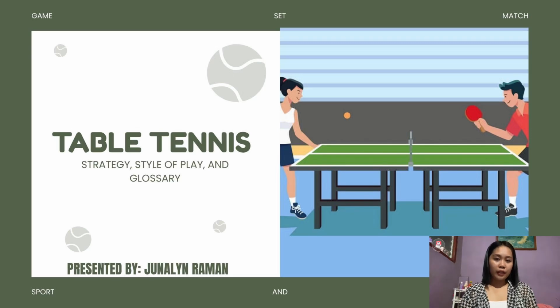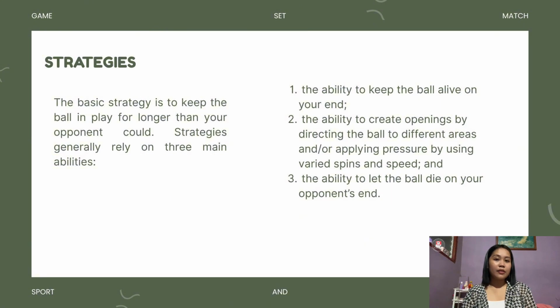So good day everyone. Today I will be discussing the strategies, styles of play, and important terms used in table tennis. So in table tennis, the basic strategy is to keep the ball in play longer than your opponent. So players need to return the ball properly, create openings by changing the speed, spin, and direction of the ball, and make shots that are difficult for the opponent to return. So the game is not only about strength, but also about focus, patience, and smart decision making during rallies.